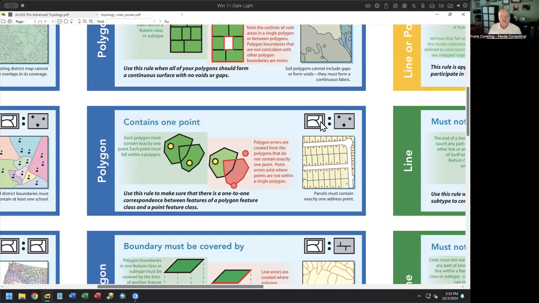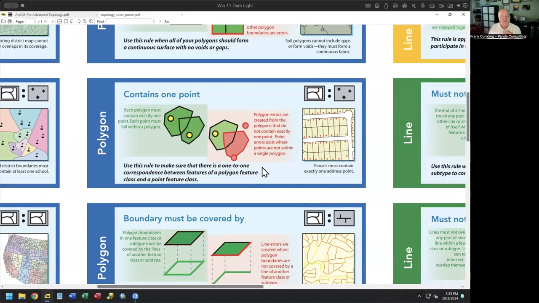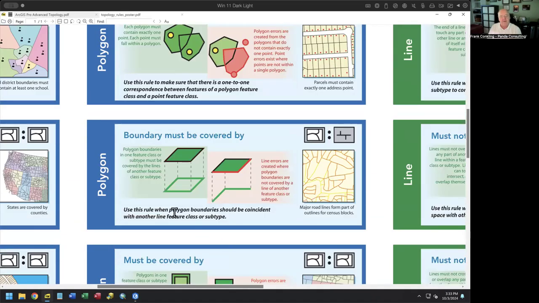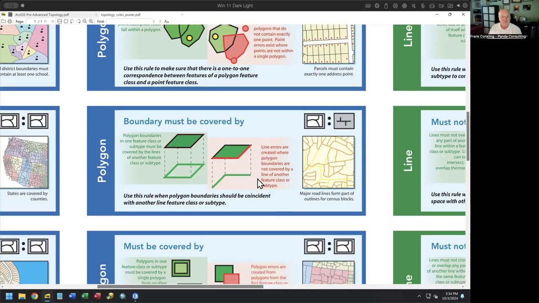Contains one point. I actually showed you this before. This is between polygons and an individual point. It says, show me the polygons that don't have a point in there. Boundary must be covered by. This actually is a very interesting one. It says, identify those polygons that don't have corresponding lines in another feature class. And again, this is within the parcel fabric, and it says, show me those lines of the parcel that I don't have a line for. And the build inside the parcel fabric will actually create those lines as needed.